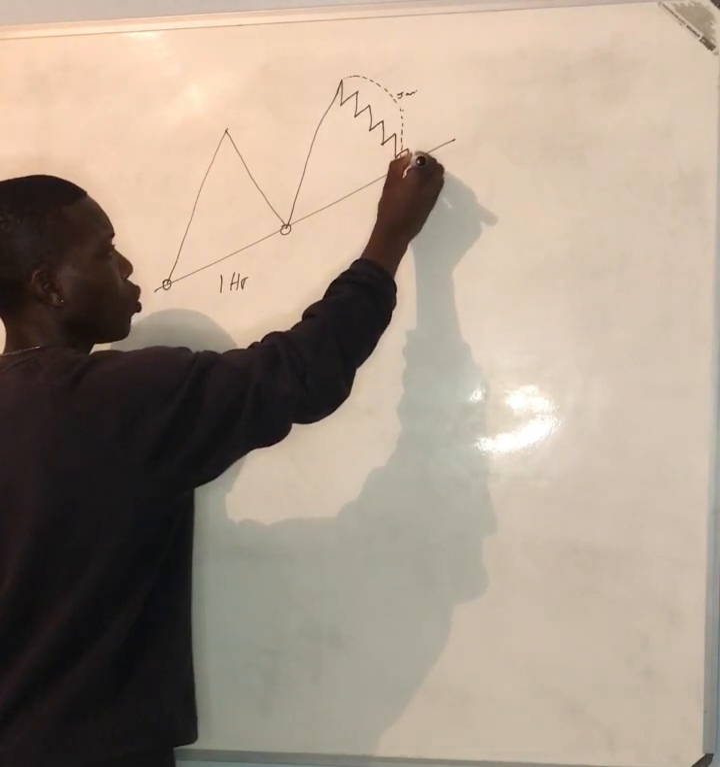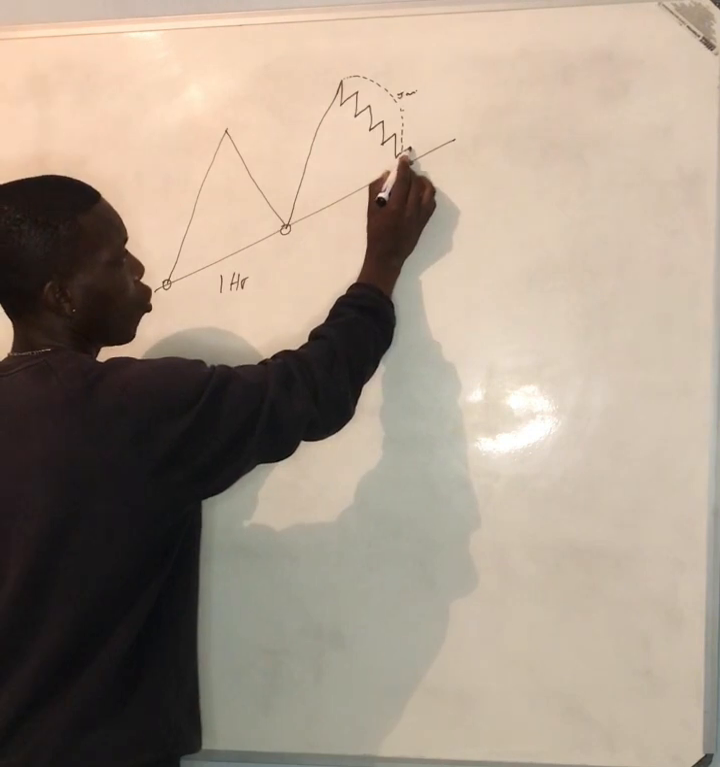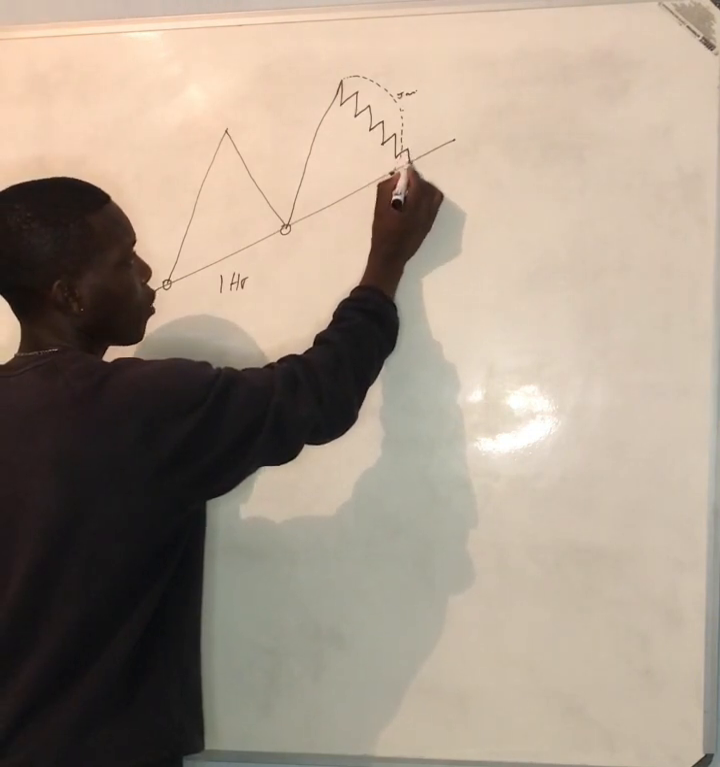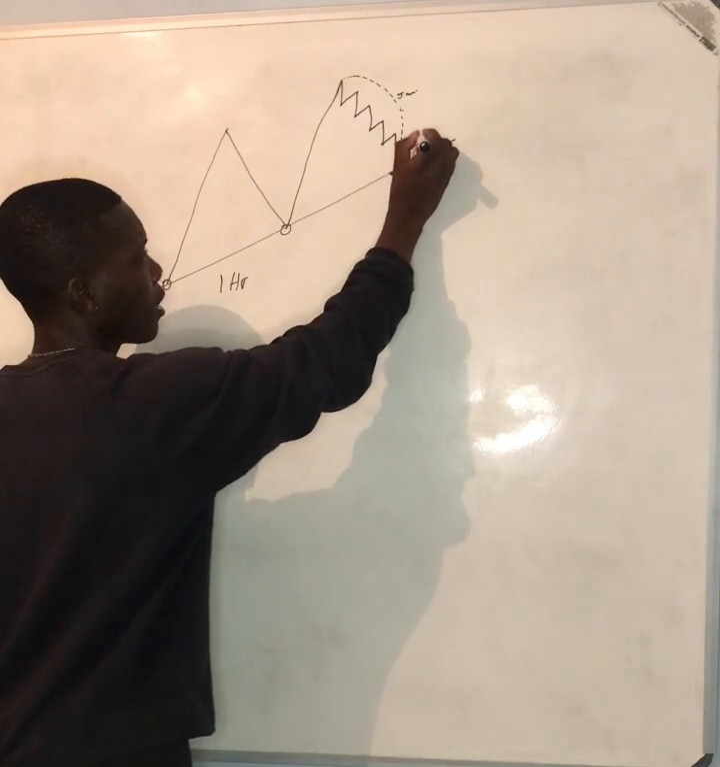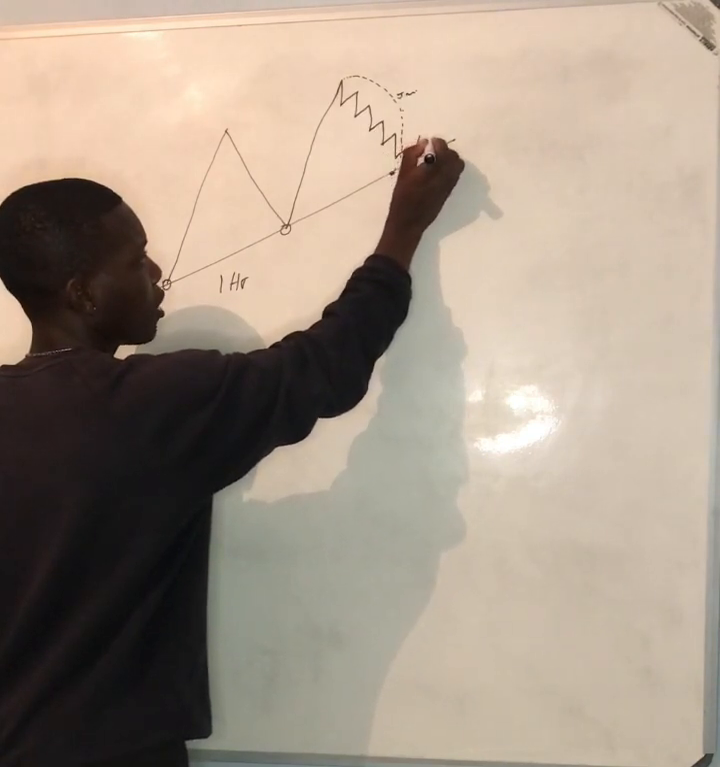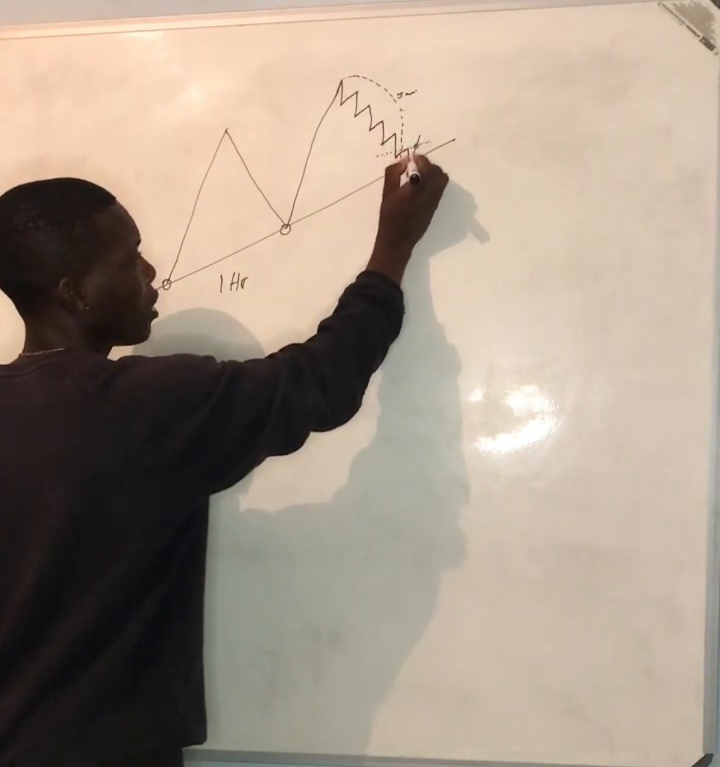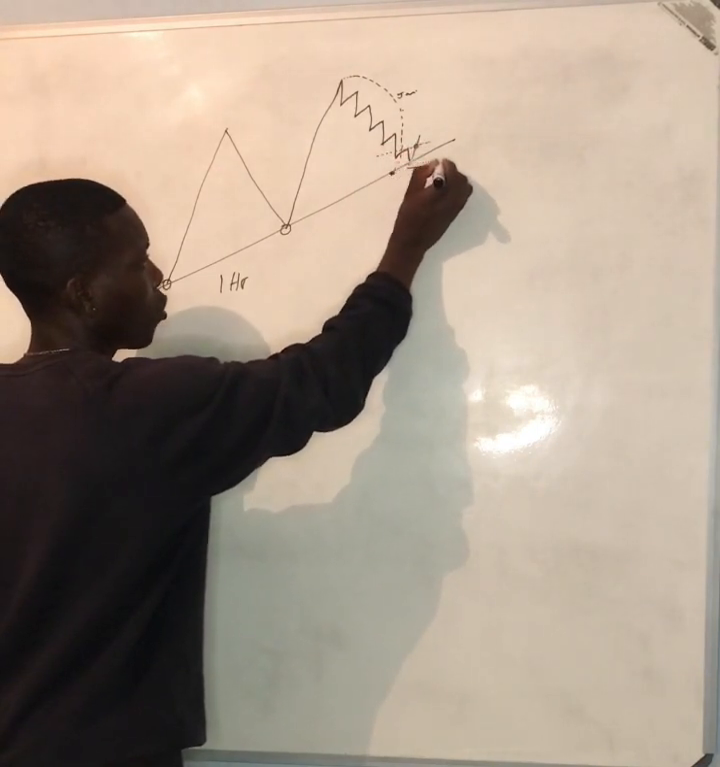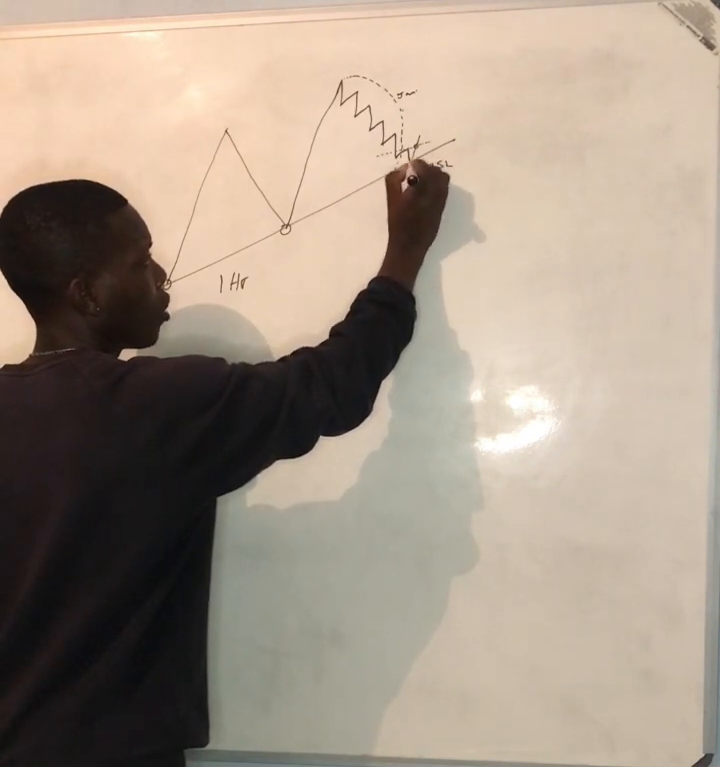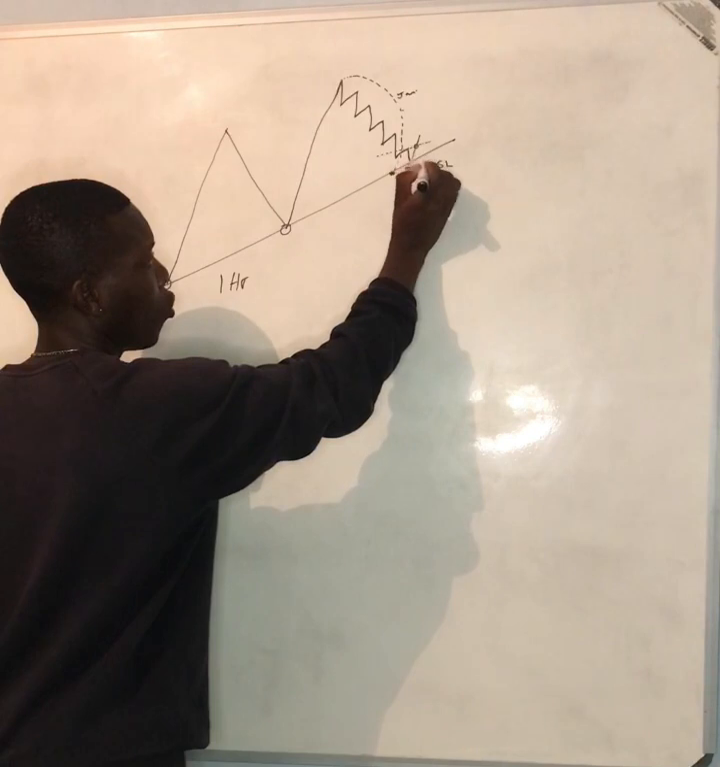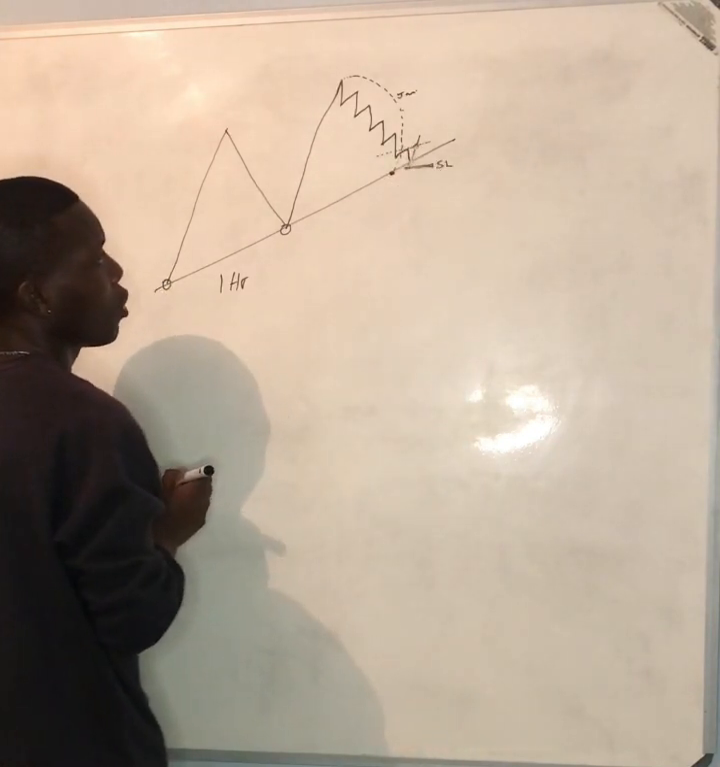And then what do I do? I wait for the market to break the previous high. So boom, the market breaks the previous high. As soon as it breaks the previous high, I take my buy position there, and my stop loss is below the last low. My stop loss below the low there, and then I take my buy position there. So that's what you do.